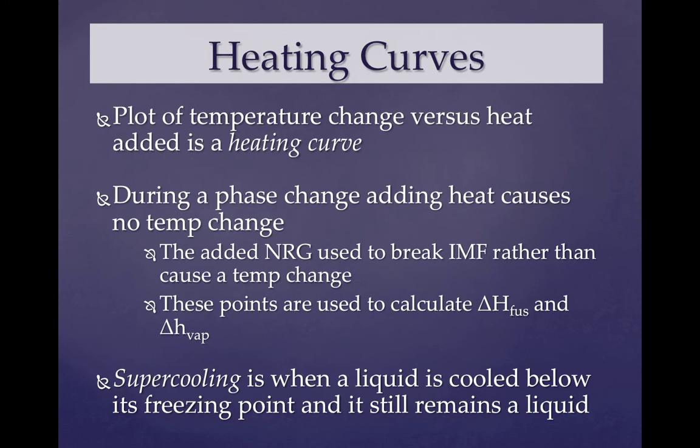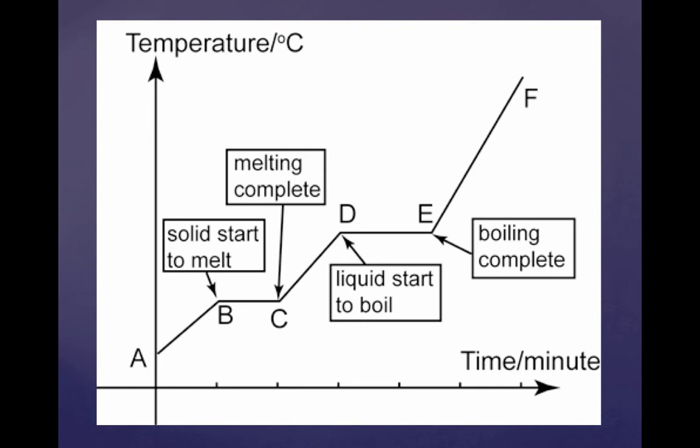A heating curve is a plot that shows heat versus time. So during a phase change, adding heat causes no temperature change. The energy is used to break the intermolecular forces rather than actually raise the temperature. These points are used to calculate the enthalpy of fusion and the enthalpy of vaporization. Supercooling is when a liquid cools below its freezing point and still remains a liquid. So this is a heating curve. Heating is just when the temperature is going up. Cooling would just be when it's going down.